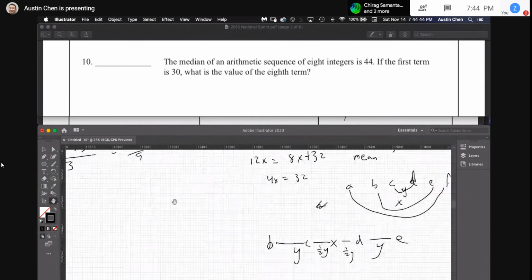And that's exactly what we have here. We have our median or mean is 44. We have our first term is 30, and we want to find the 8th term. And those are opposite terms, right? Because it's the first and the last term. So if we set the 8th term to be x, then their average has to be 44, and then we just solve for x.